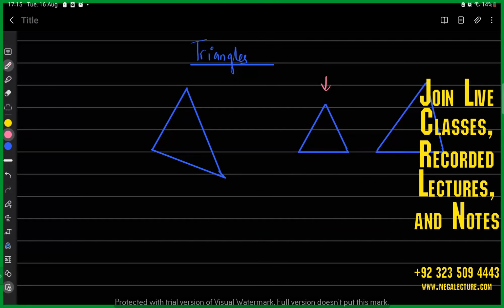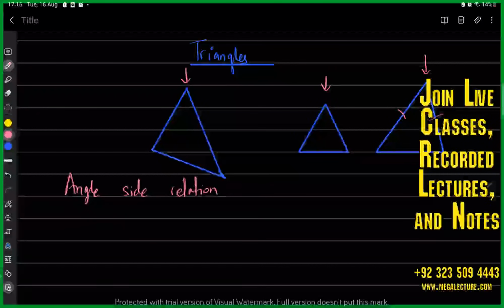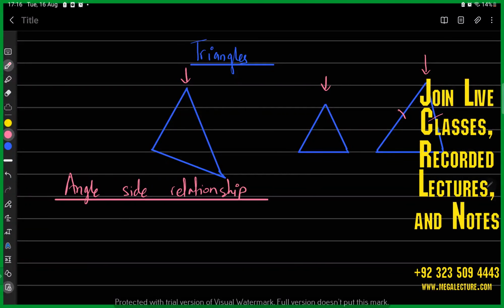Then if you have a triangle of this side where all the sides are different, all the sides are unequal, that is going to be a scalene triangle. And then we have a triangle in which 2 sides are the same and the third side is of a different length. So this is an isosceles triangle. I just wanted to talk about the angle side relationship. This is very, very important. Angle side relationship in case of triangles.